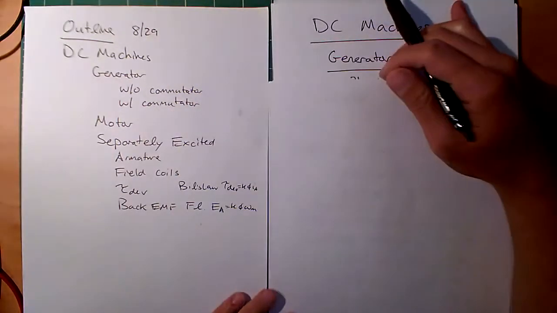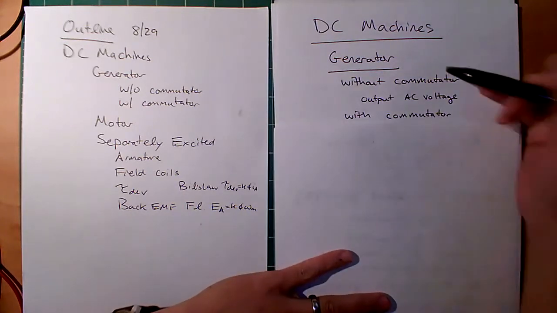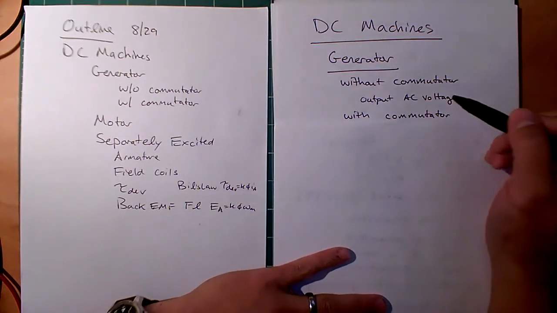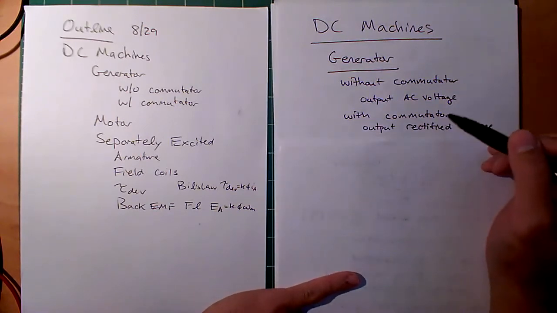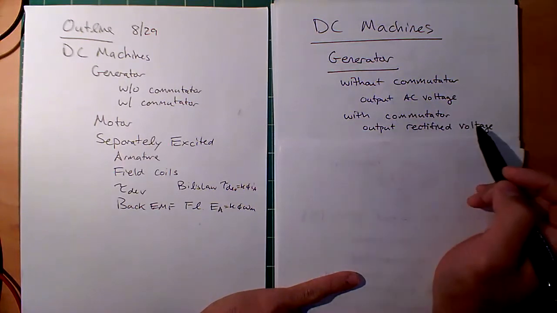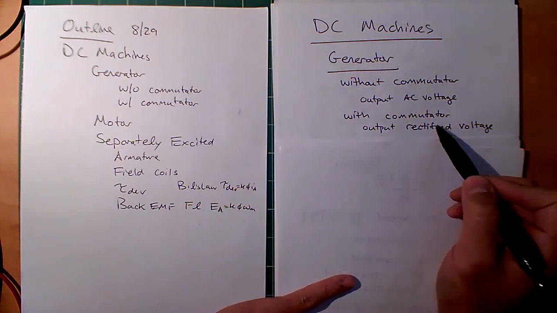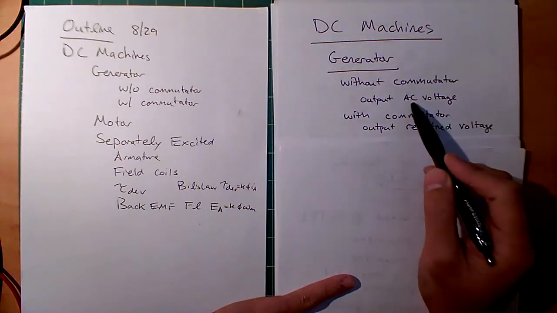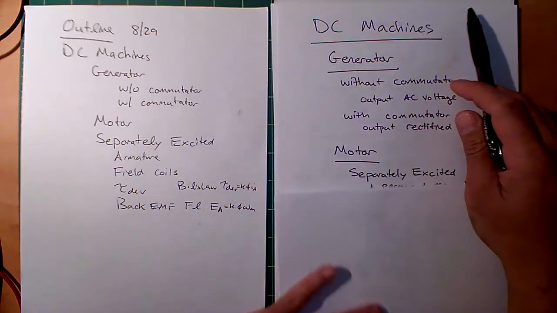Okay, so let's begin. A generator without a commutator actually produces AC voltage, okay? And when we add a commutator, we actually rectify that voltage. It's not perfectly smooth, but it is rectified. So it is now DC, okay? Kind of a counterintuitive result, but that is the case. Without a commutator, we get AC voltage.